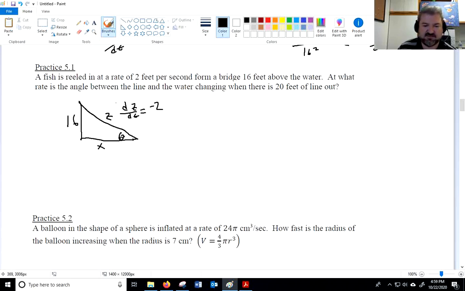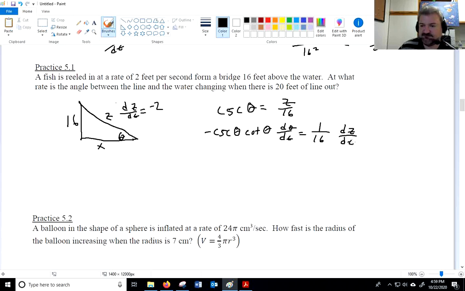Now I could say that this is sine of theta equals 16 over z. I did that earlier. But why don't we try it a little differently? Why don't we say instead that the cosecant of theta is equal to z over 16? Yeah, it's just a little different way to do it. Take the derivative. You get negative cosecant theta cotangent theta d theta dt equals 1 over 16 dz dt.